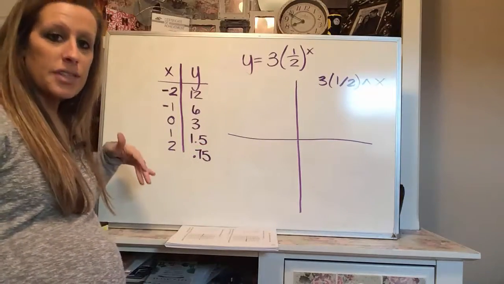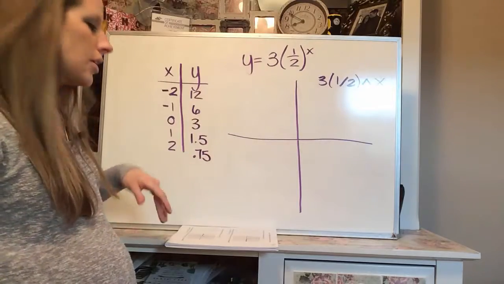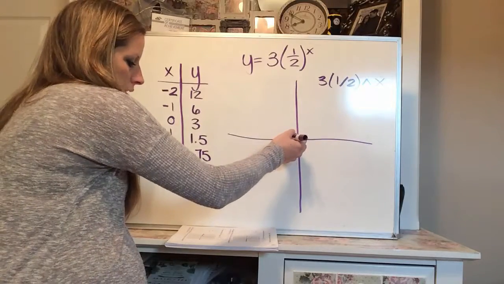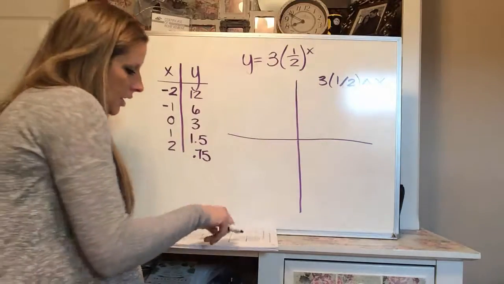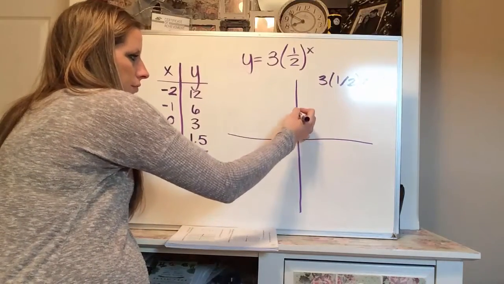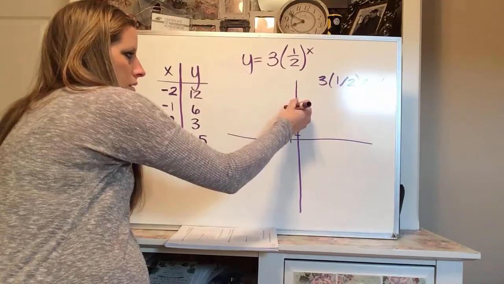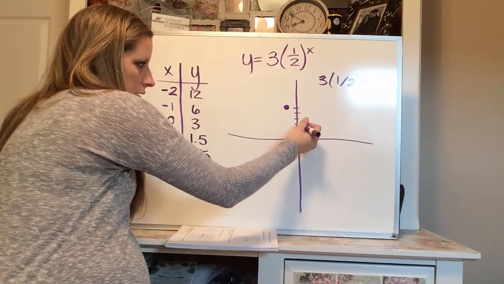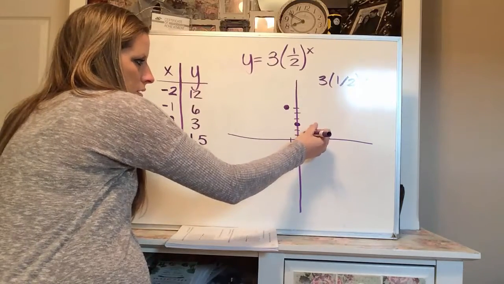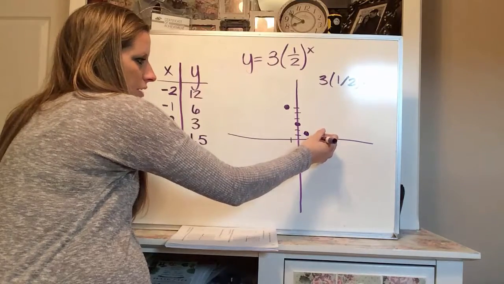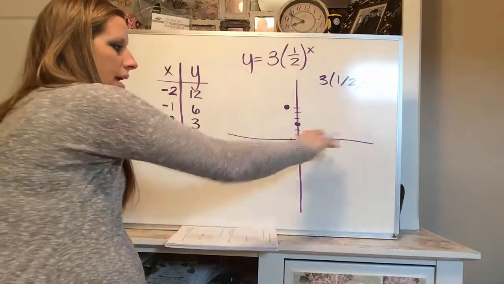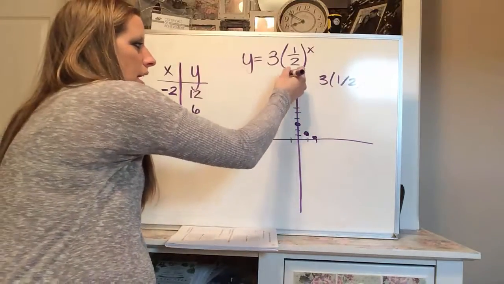So once you have your table filled out, we're going to go ahead and plot those points on our graph. Okay. So we have -2, 12, that's going to be off your graph. So let's go to the next one. -1, 6. 0, 3. 1, 1.5. 2, .75. So you can kind of see that curve. It's going to get really, really close to this x-axis, but it's not actually going to touch it.